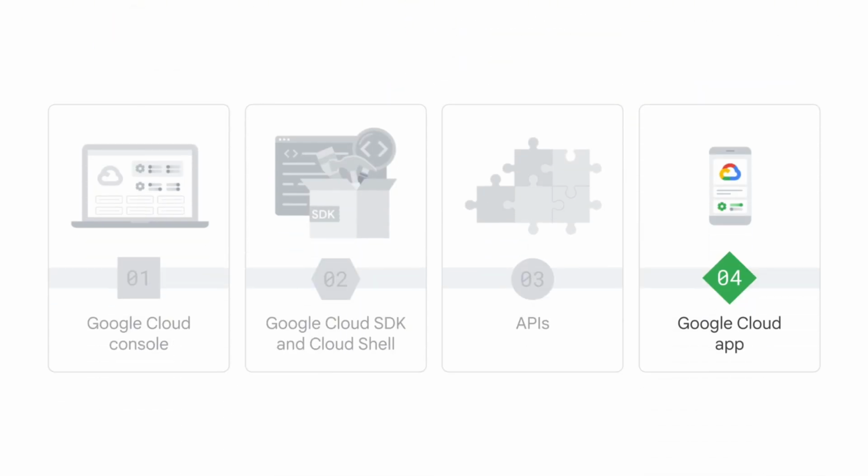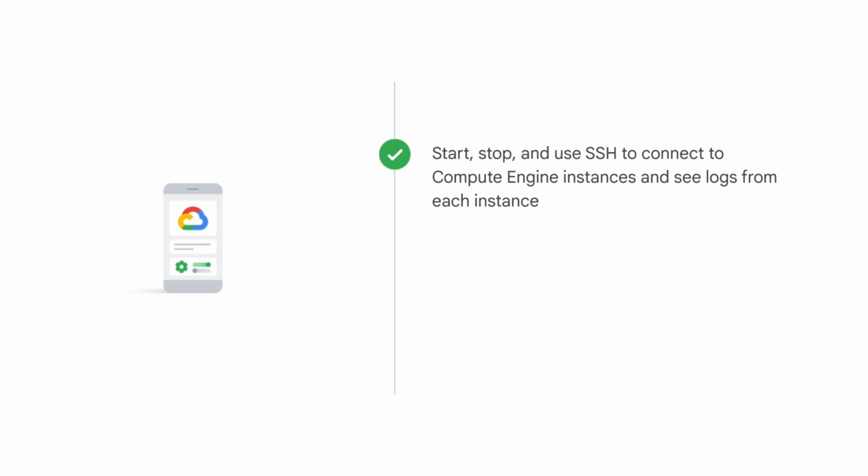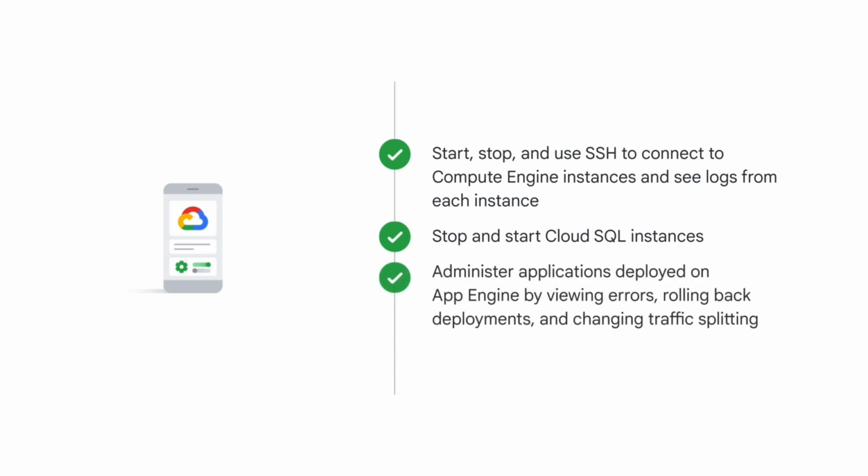And finally, the fourth way to access and interact with Google Cloud is with the Google Cloud app, which can be used to start, stop, and use SSH to connect to Compute Engine instances and see logs from each instance. It also lets you stop and start Cloud SQL instances. Additionally, you can administer applications deployed on App Engine by viewing errors, rolling back deployments, and changing traffic splitting. The Google Cloud app isn't relevant for the purposes of this course.